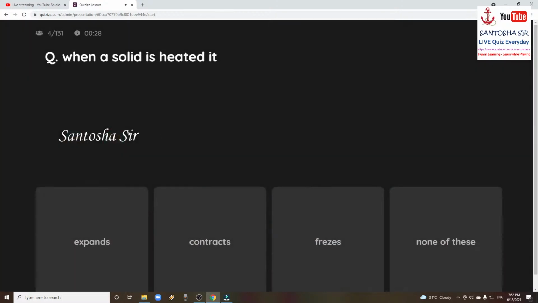When a solid is heated, it will expand, or it will contract, or it will freeze, or none of these. It doesn't do anything of these three options.